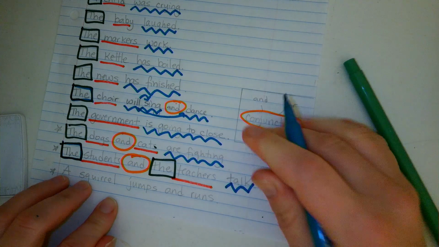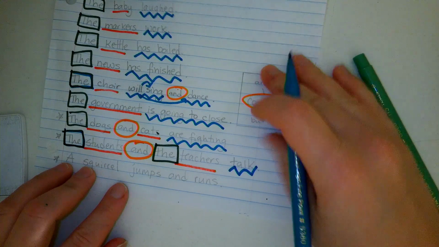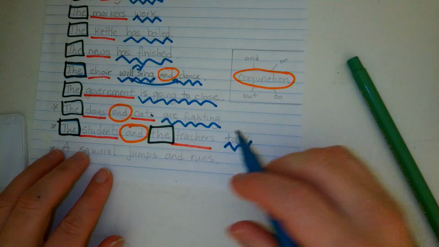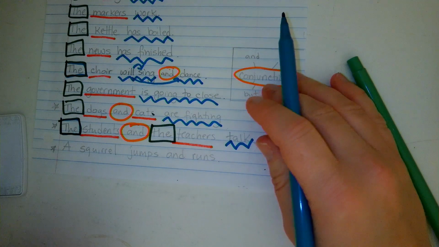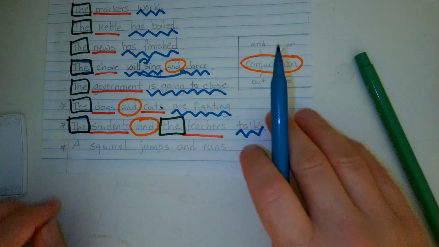And what verb tense is this? This is present simple. It's a fact, right? The students and the teachers talk. Okay, could be something that's happening now or it could be a fact.